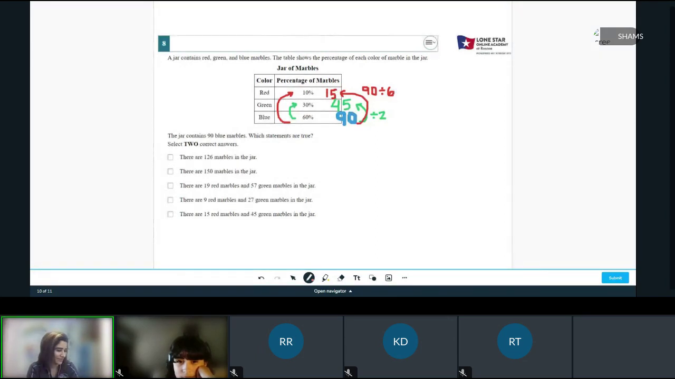Yeah, Huria, I agree with you. Right? So we can say if you add these up, the total number of marbles is 150. That is true. Total marbles are going to be 150. And that there are going to be 15 red marbles and 45 green marbles. There are so many other ways you could do it, but this is one of the so many different ways.